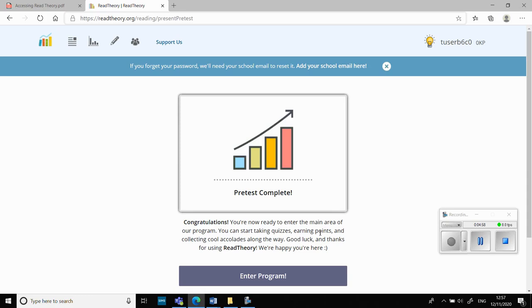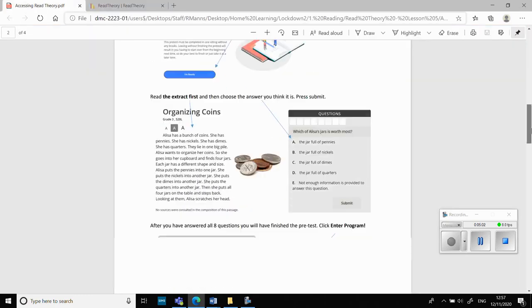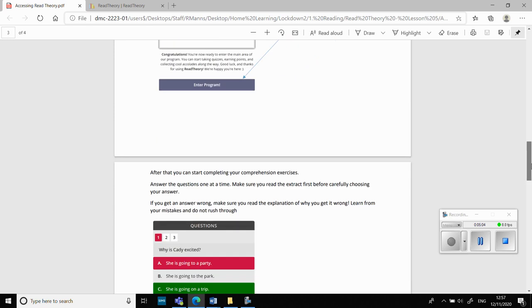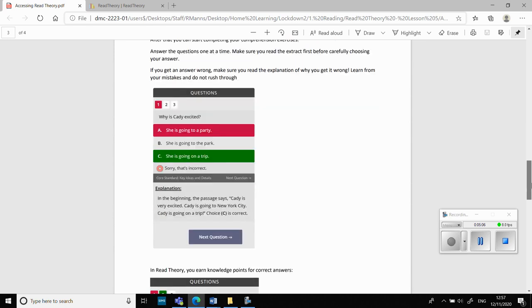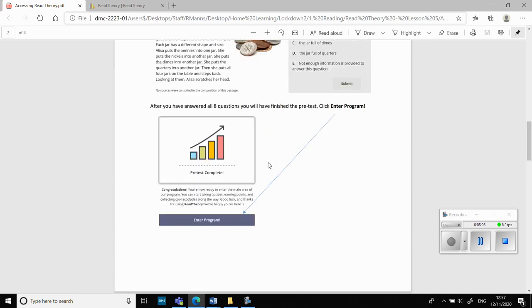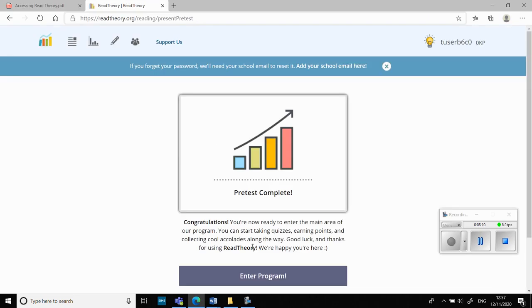And then when you're finished, you've completed your pre-test. So if you look on my instructions, it tells you what to do there. You follow those through. Have a go, and then I've completed the pre-test. And that will be my starting point done. So that's the first thing you need to do. That'll take about 20 minutes.